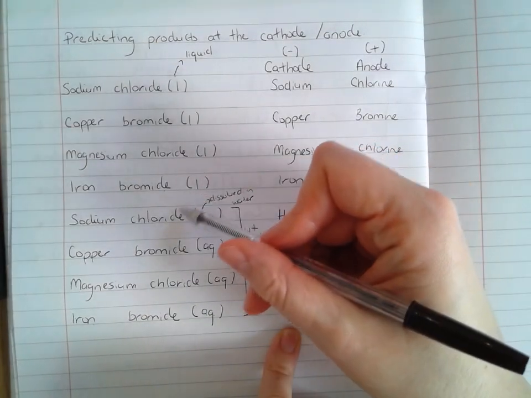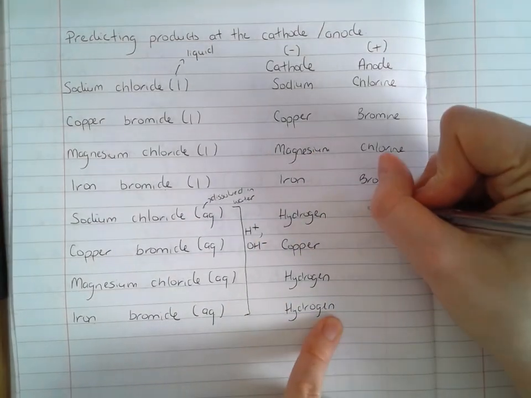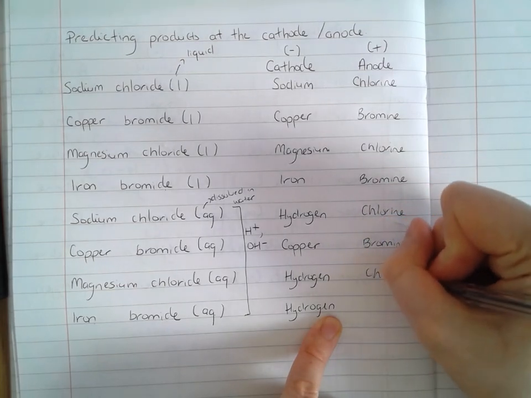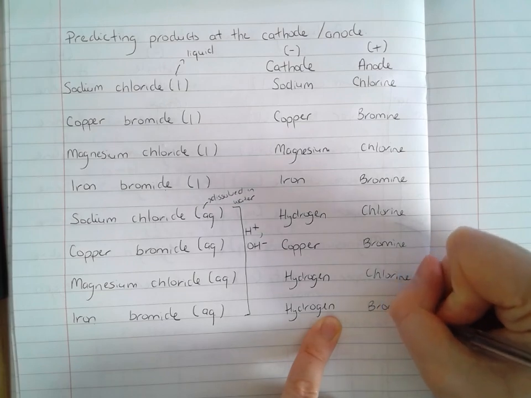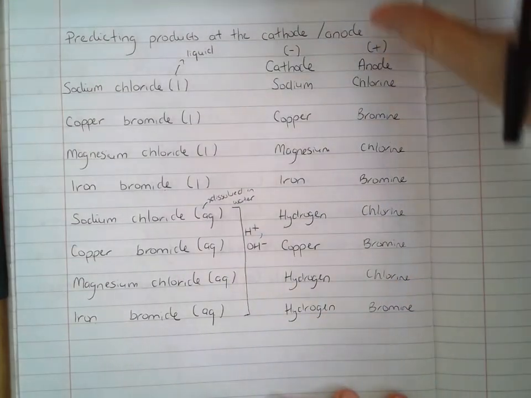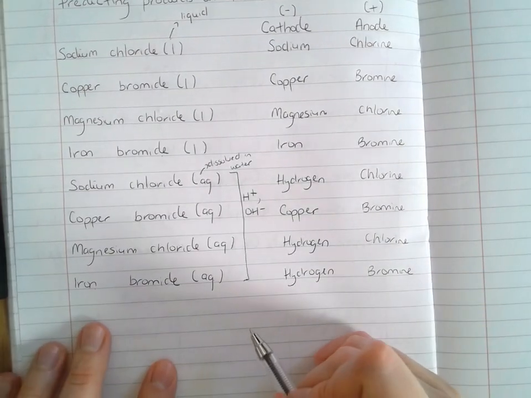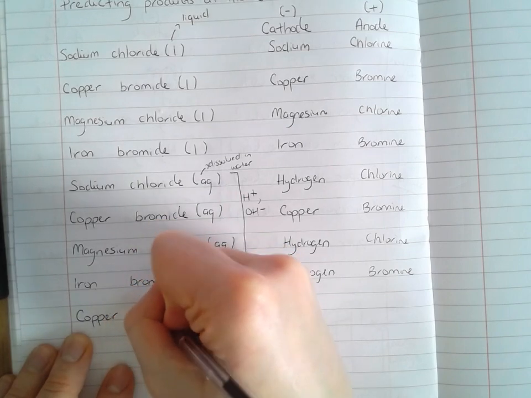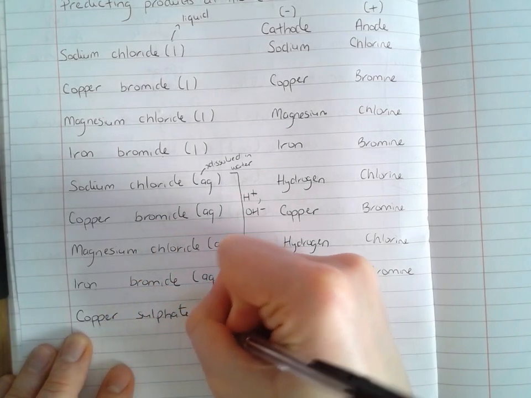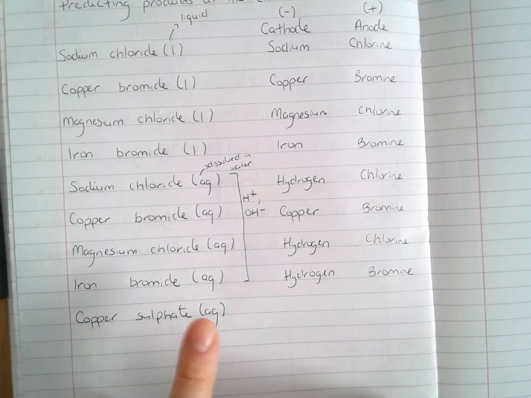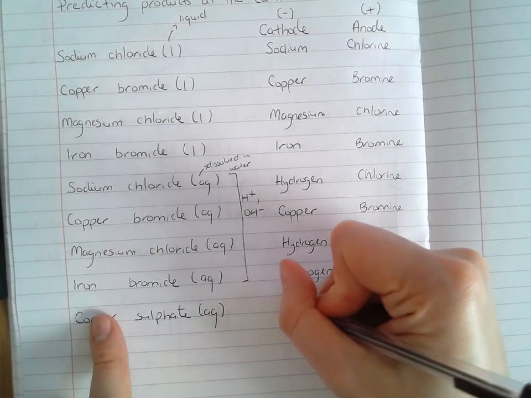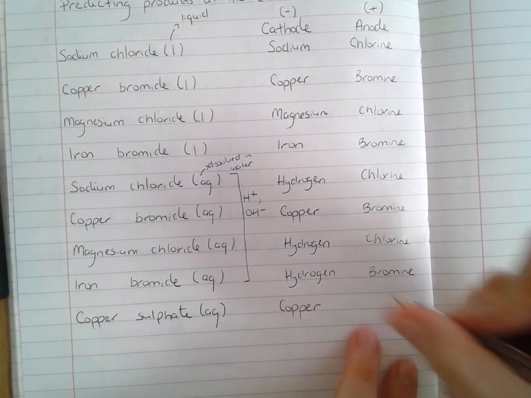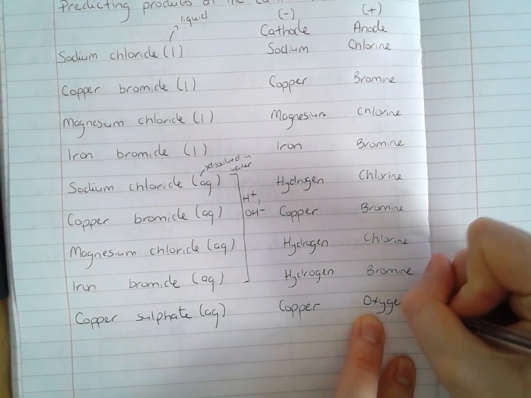At the anode, you're going to get the same products as we had above. So again, it's going to be chlorine, bromine, chlorine, and bromine. The rule at the anode is that the halogen will always form if the halogen is present. The only example they'll give you where you won't have a halogen would be if they give you a sulfate. So this example, copper sulfate, aqueous. It's aqueous, but my metal is copper, so copper is going to form. And at my anode, because I don't have a halogen, instead I'm going to get oxygen.